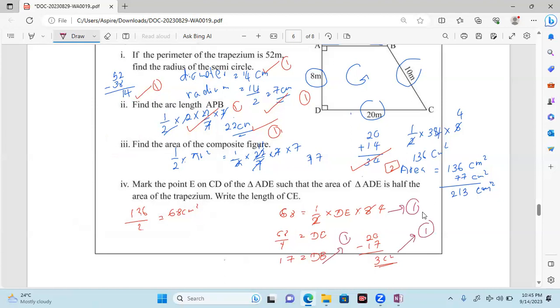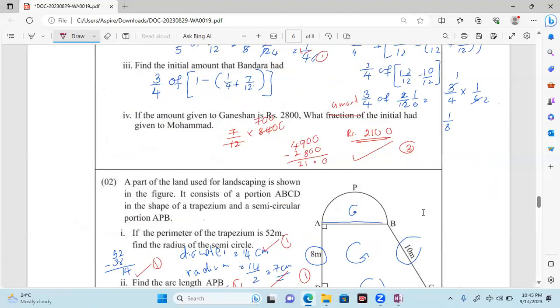Okay, now please raise your hand, those who have got 10 out of 10 for the first question.